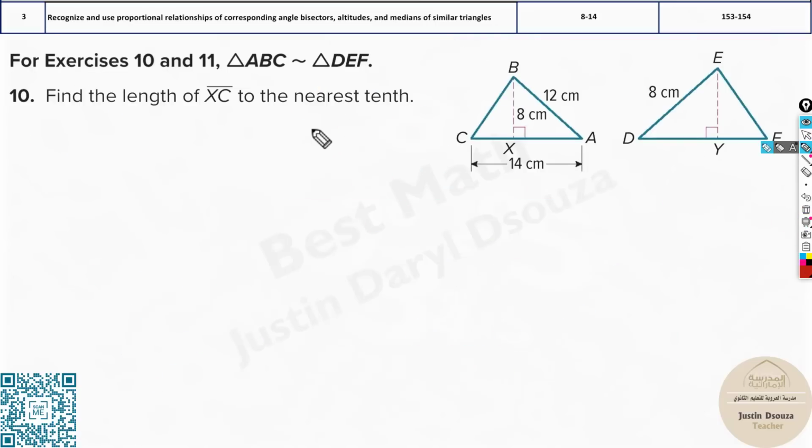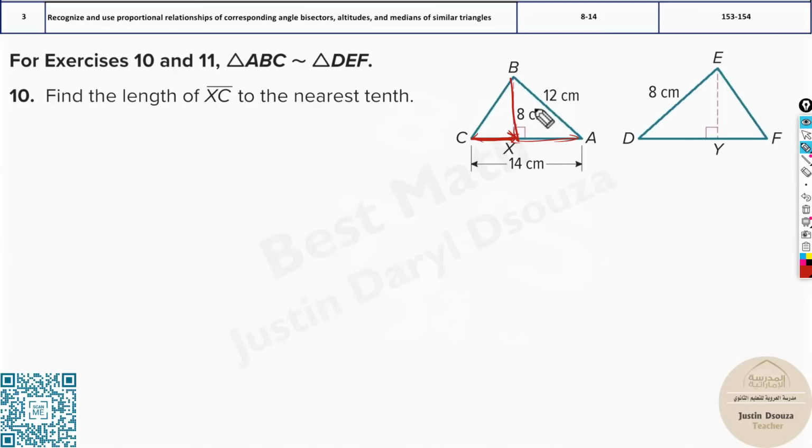Now similar type, now they have told these both triangles are similar. ABC is similar to DEF. Now we need to find the length of XC. Which is XC? This is it. So how can we solve it? First of all, we know the total length AC as 14. So if we just find the remaining side, we can easily find one of the sides. And over here they have told this is 8, this is 12, right?